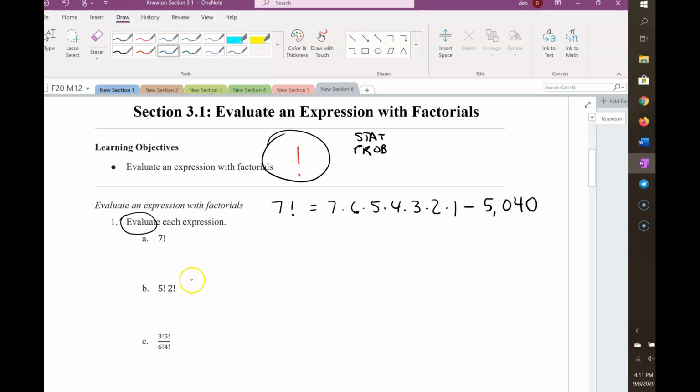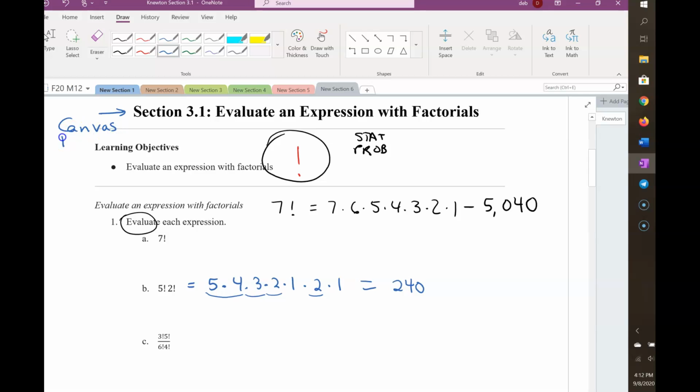So the next expression we have is 5 factorial times 2 factorial. So we have 5 factorial, which is 5 times 4 times 3 times 2 times 1, times 2 factorial, which is just 2 times 1. So we're going to have 5 times 4 is 20, times 3 is 60, times 2 is 120, times 2 is 240.